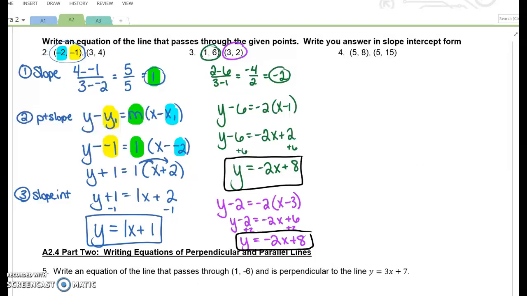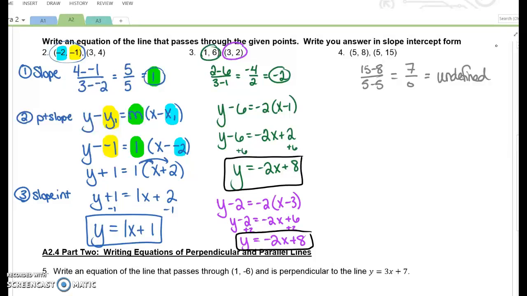All right, number 4. If anyone has tried number 4 yet, they might be thinking, what? So first step, like we did before, find our slope. 15 minus 8 over 5 minus 5. What is 7 divided by 0? Undefined.